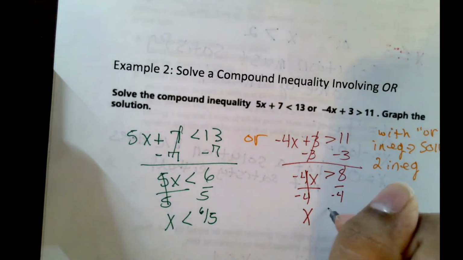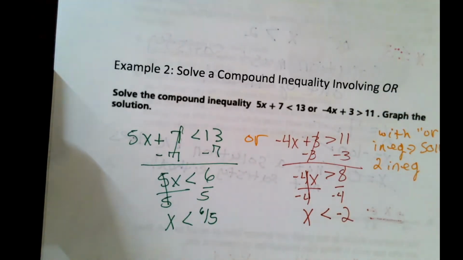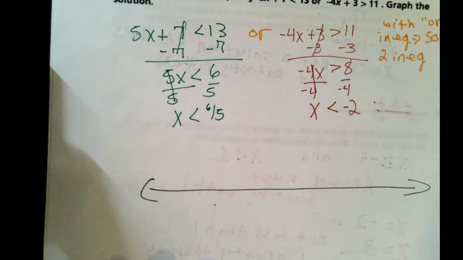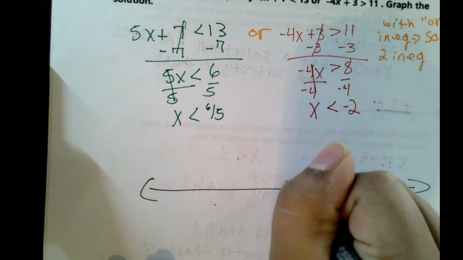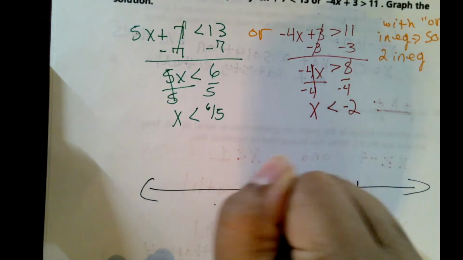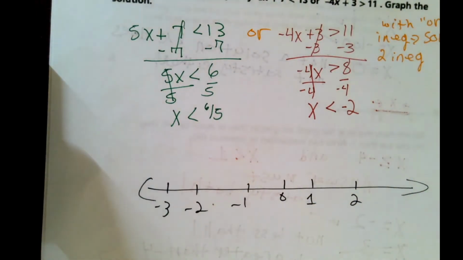Alrighty, we got this. But remember, we don't just say, hey, here's the answer. We actually have to graph that bad boy. So I'm going to put our graph down there. Here's our little number line. We're going to put us a little 0 in the middle. This is 1. This is 2. -1, -2, -3. Alright. So, we know that we need to have an open dot on -2. So let's put that open dot there.